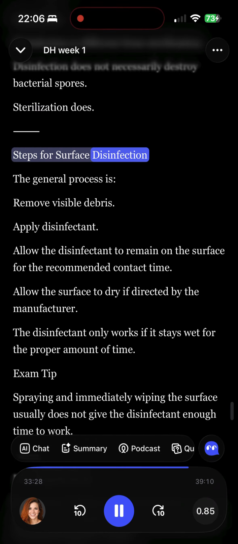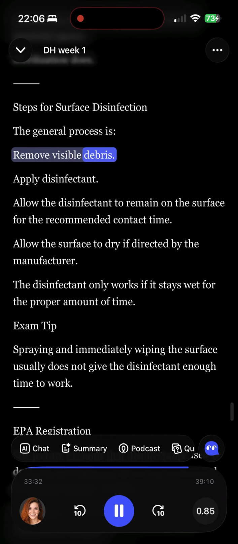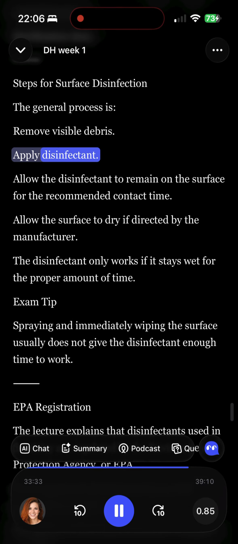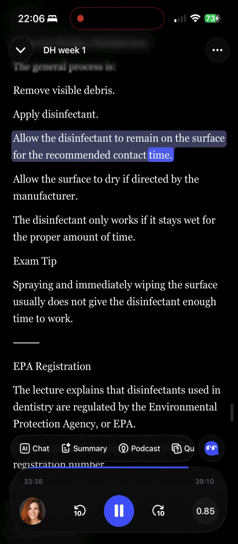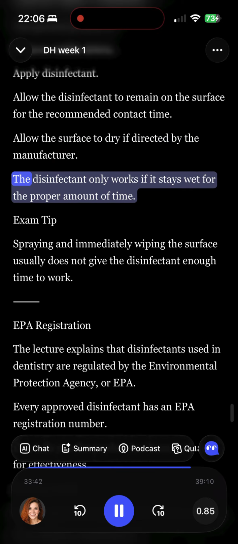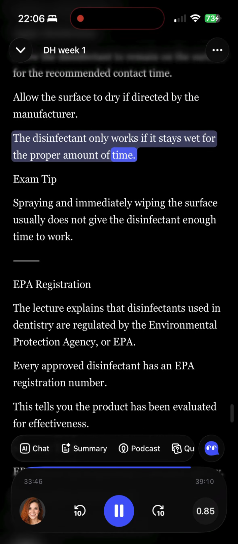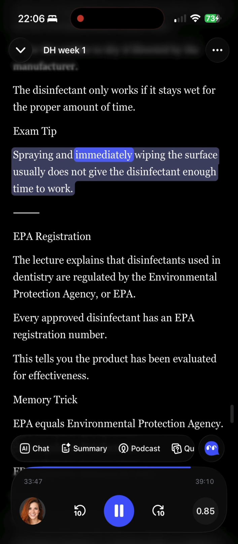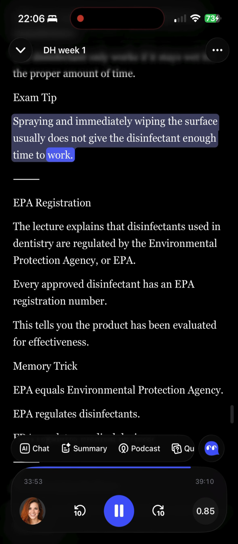Steps for surface disinfection. The general process is: remove visible debris, apply disinfectant, allow the disinfectant to remain on the surface for the recommended contact time, allow the surface to dry if directed by the manufacturer. The disinfectant only works if it stays wet for the proper amount of time. Exam tip: Spraying and immediately wiping the surface usually does not give the disinfectant enough time to work.